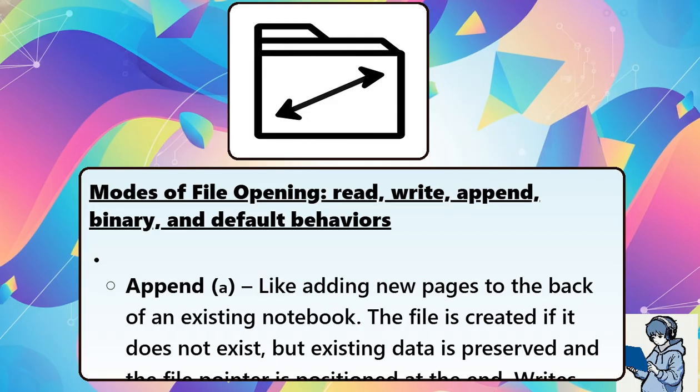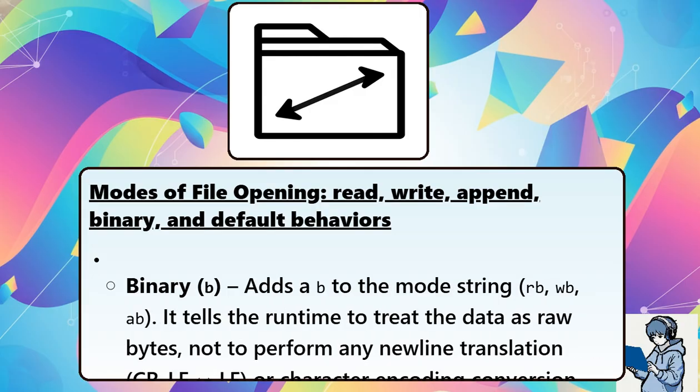Append is like adding new pages to the back of an existing notebook. The file is created if it does not exist, but existing data is preserved and the file pointer is positioned at the end. Writes always add after the current last byte. Binary, B, adds a B to the mode string, for example rb, wb, ab. It tells the runtime to treat the data as raw bytes, not to perform any newline translation or character encoding conversion. Essential for images, executables, or any non-text data.